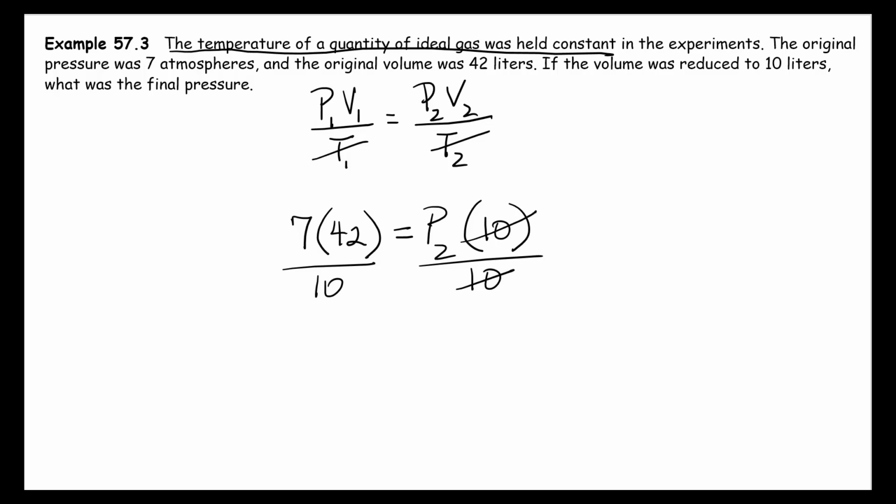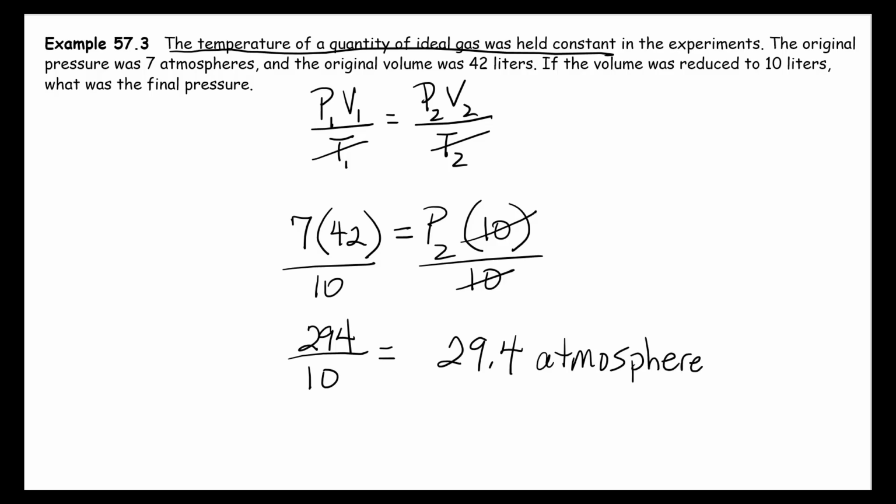10 cancels out. Nothing cancels out very easily here, so 7 times 42 is going to be 294, and that's going to be over 10, so that is going to be 29.4 atmospheres for the pressure. This time that is the units they're using.